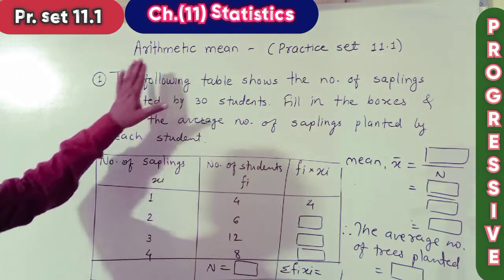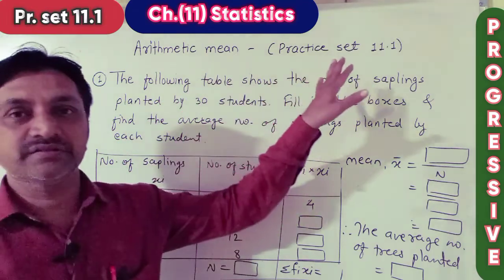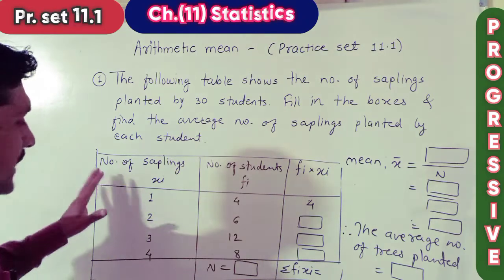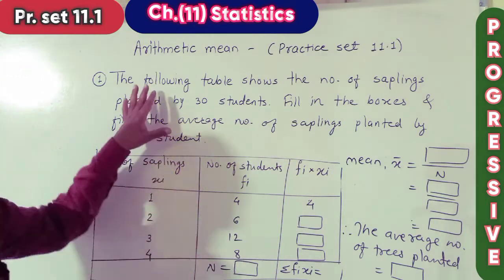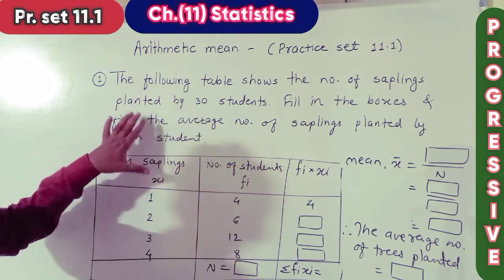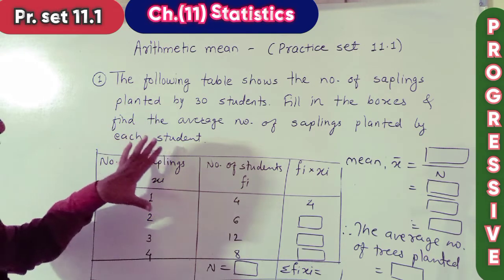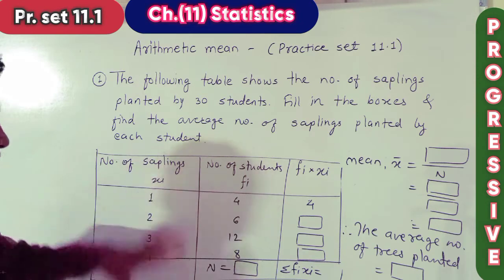First point of this chapter is arithmetic mean. Practice set 11.1. First example is an activity based example. The following table shows the number of saplings planted by 30 students. Fill in the boxes and find the average number of saplings planted by each student.